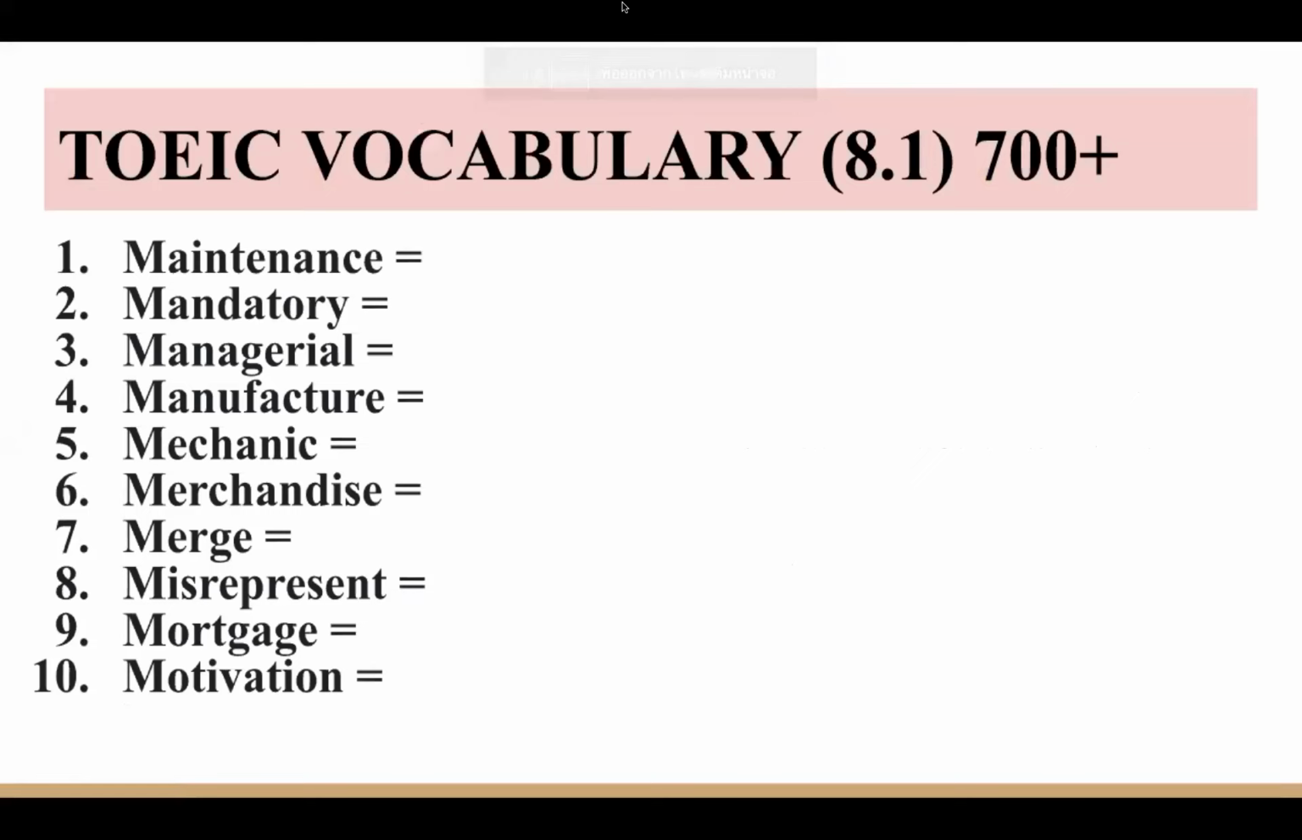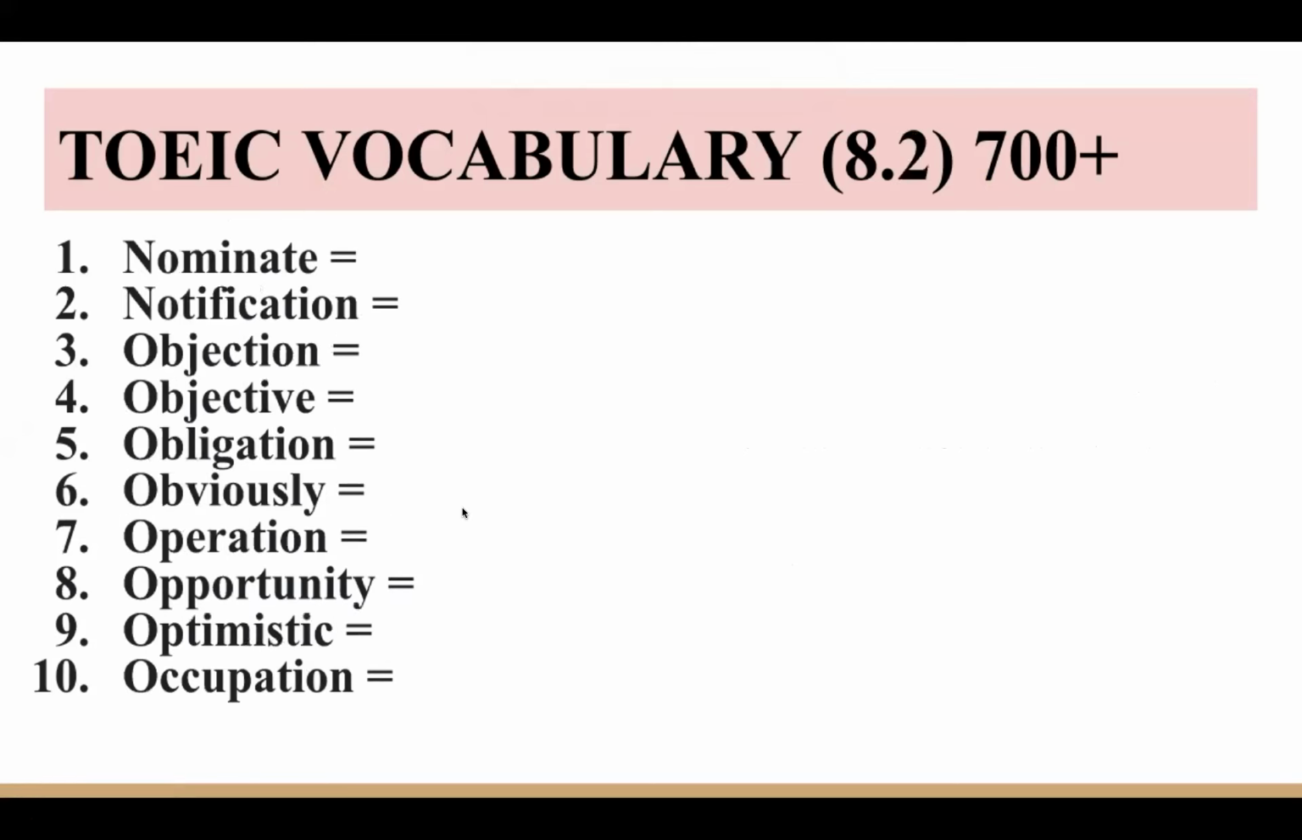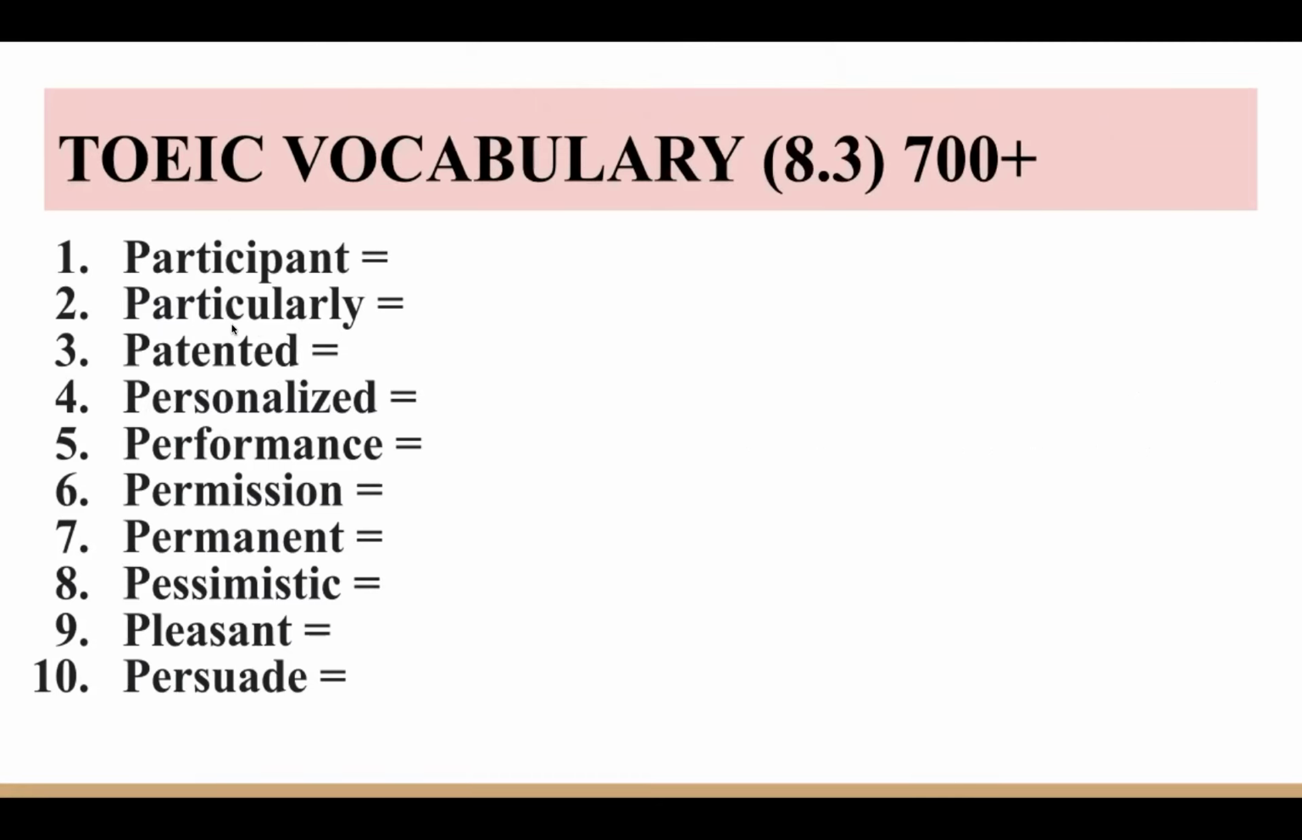Now vocab. Press 1 if you're here. Maintenance, mandatory, managerial, manufacture, mechanic, merchandise, misrepresent, market, motivation, nominate, notification, objection, objective, obligation, obviously, operation, opportunity, optimistic, occupation. Lastly: participant, particularly, pretended, personalized, performance, permission, permanent, pessimistic, pleasant, and persuade. That's all for vocabulary.